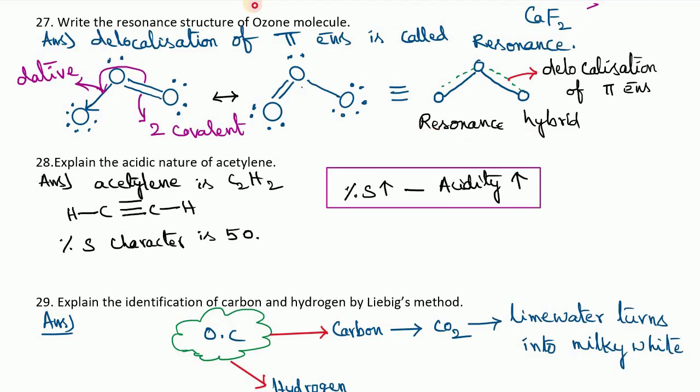The acetylene formula is C2H2. Next, the structure is H, C, triple bond C and H. In this, the hybridization of carbon is sp. In this carbon also sp. In sp hybridization, percentage of s character is 50. As the s character increases, acidity also increases. More the s character, more will be its acidity. Okay, right.